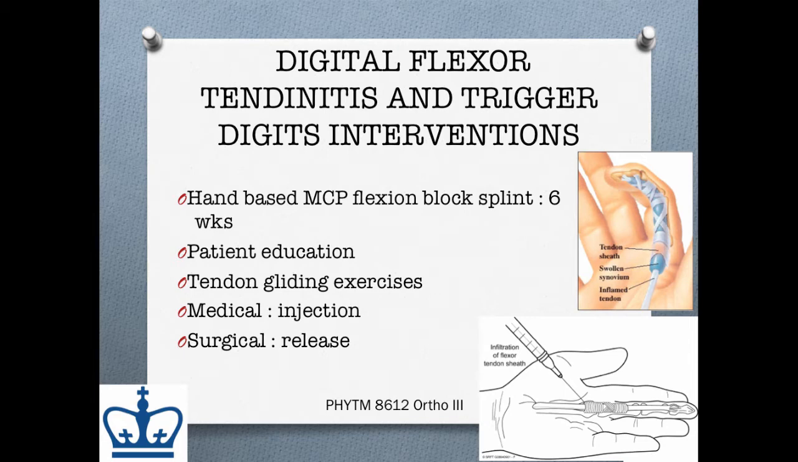So what do we do for these individuals? We can do some MCP block splinting for approximately 6 weeks. We educate our patients in terms of tendon gliding exercises. Medically, there may be some injections that are placed in the flexor tendon sheath. If these conservative measures do not work, there can be surgery to increase the flexibility of those annular pulleys, or potentially cut them if need be.